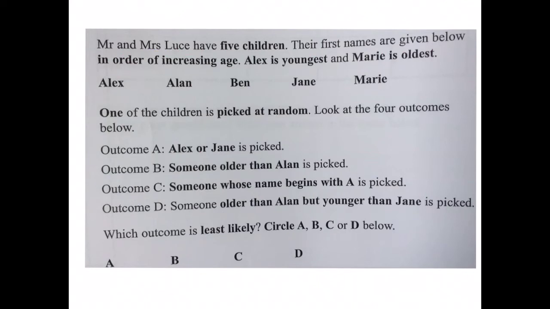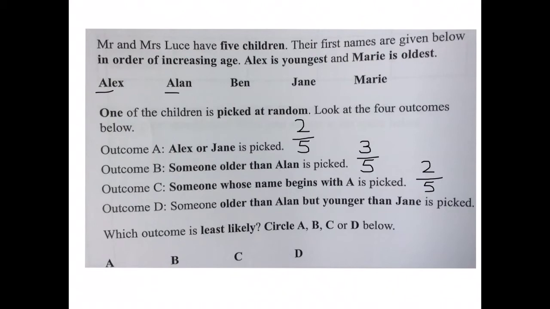Well, if we look at the first outcome, the chances that Alex or Jane is picked. So there are 5 children in total, and 2 of those are Alex or Jane. Outcome B, someone older than Alan is picked. Again, there are 5 children in total, and there are 3 of them older than Alan: Ben, Jane and Marie. Outcome C, again there are 5 children, so someone whose name begins with an A. Well, we've got Alex, Alan, so there's 2 of those.